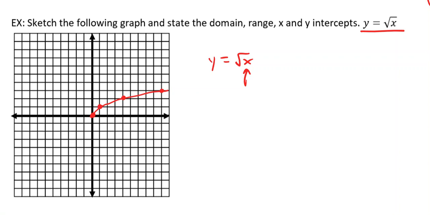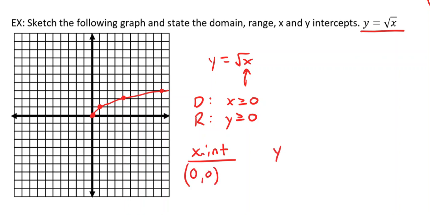All right. So the domain of this guy is going to be x has to be greater than or equal to 0, right? Anything to the right of 0. We'll say the range has to be, y has to be greater than or equal to 0. And what about our x-intercept? Yeah, so our x-intercept is going to be at the point (0, 0). And the y-intercept would also be at (0, 0) as well, right?